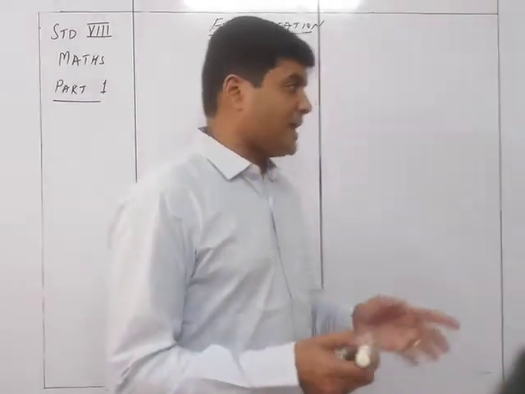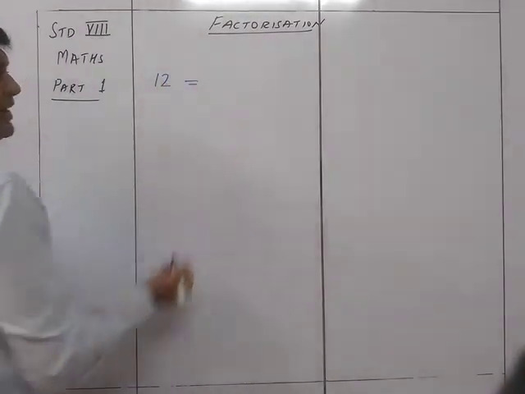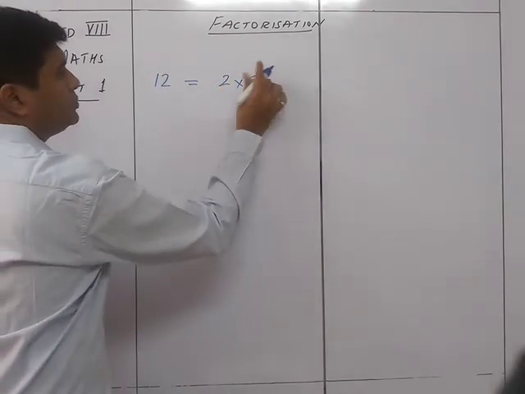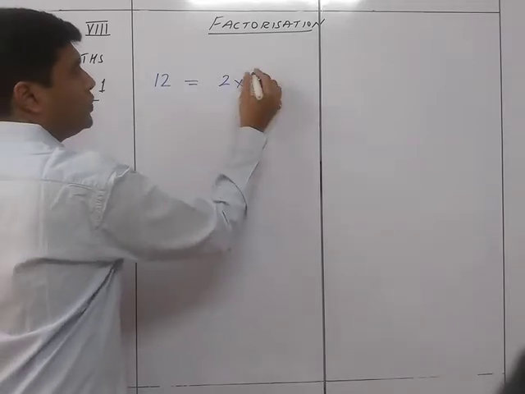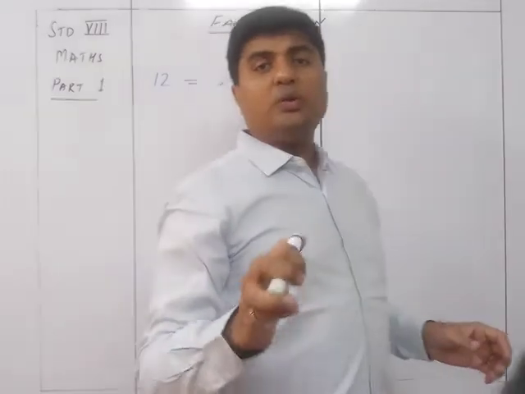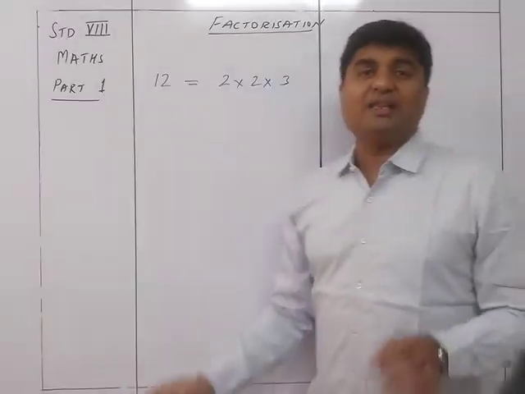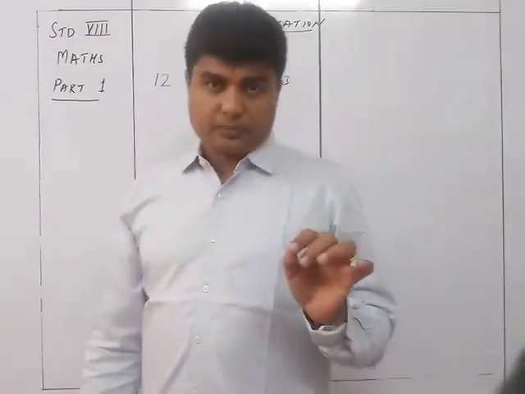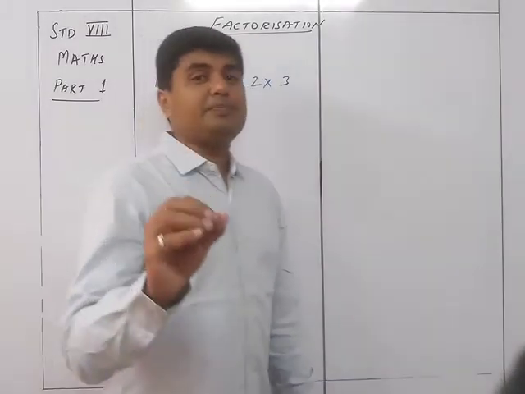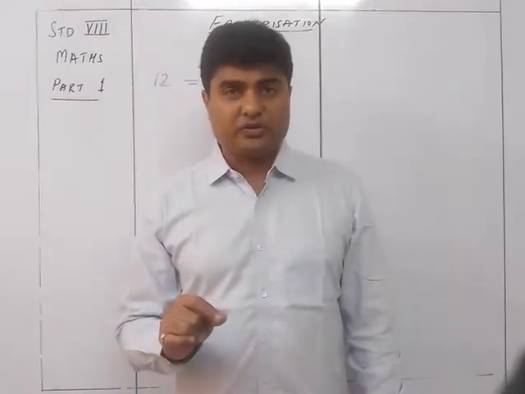What are factors? For example, if I ask what are factors of 12, we know that factors of 12 are 2 into 2 into 3, that is nothing but 12. So 2 and 3 are the factors of 12. That means multiplication of these gives me this. The same principle is going to be applied in case of factorization of algebraic expressions.